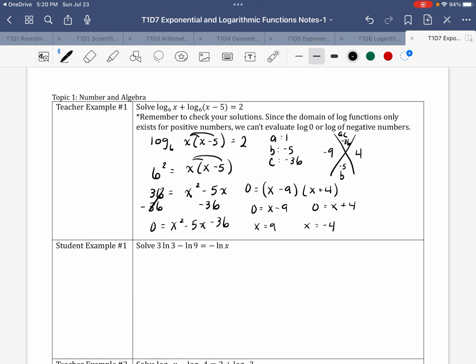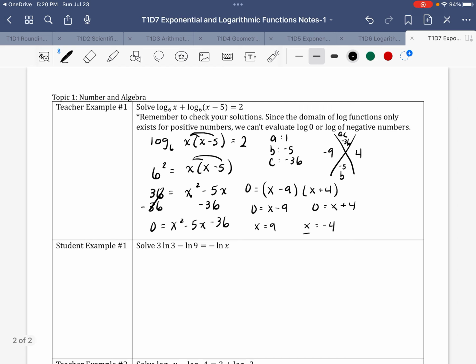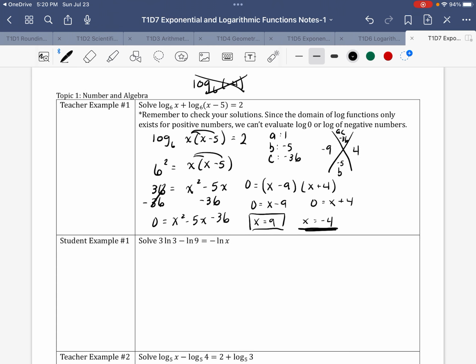Okay, great. There's one thing that we have to keep in mind. When we looked at our logarithmic functions here, our domain was only when our x values are greater than 0, right? x cannot be negative values, x cannot be 0. So right here, when we get x is equal to negative 4, it's actually not in our domain. If we were to plug in a negative 4, like log base 6 of negative 4, it wouldn't work. So our only solution here is x equals 9, because negative 4 is not in the domain. Okay, try student example number 1 on your own.